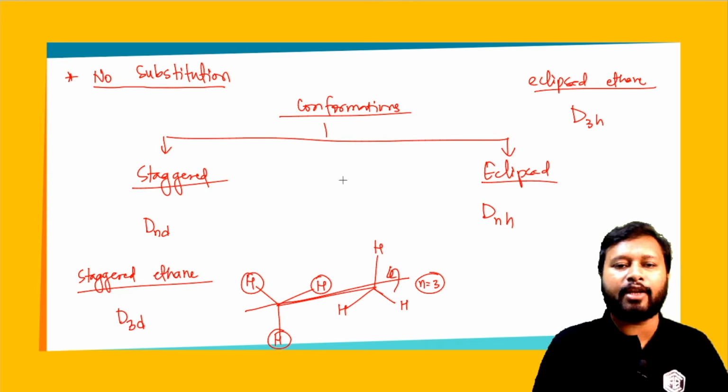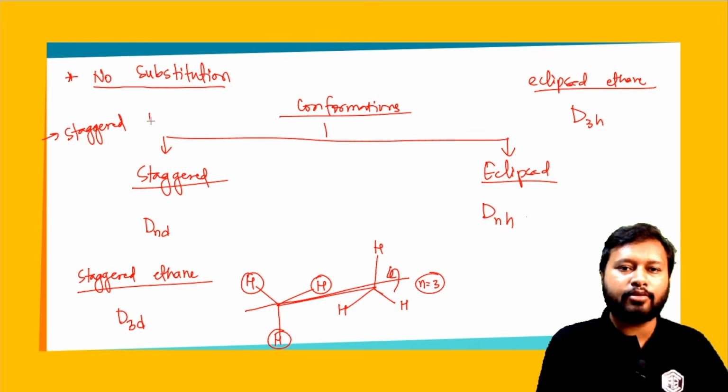Now you have to tell me in the comment section below what the point group will be for staggered ferrocene. That part you have to tell me.